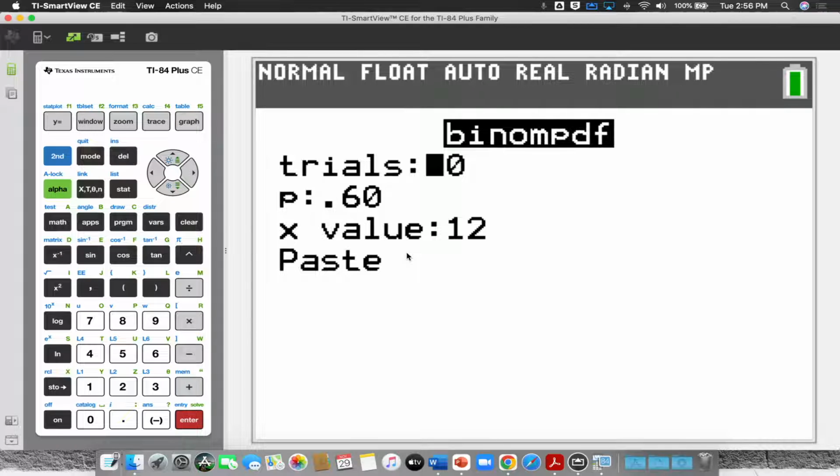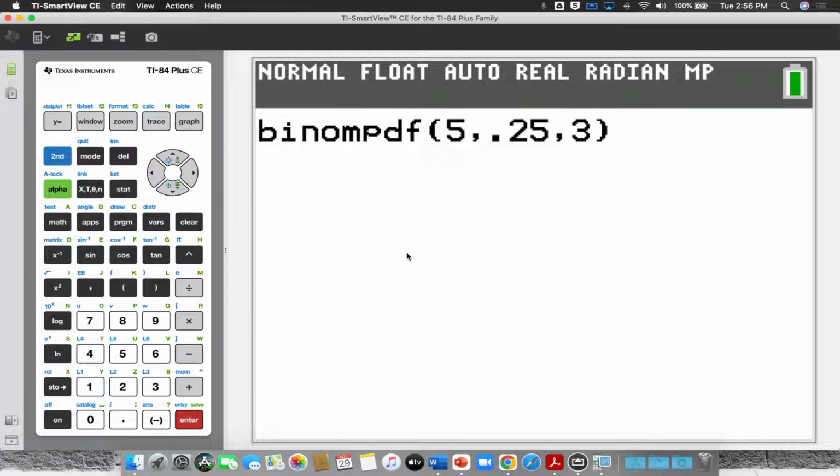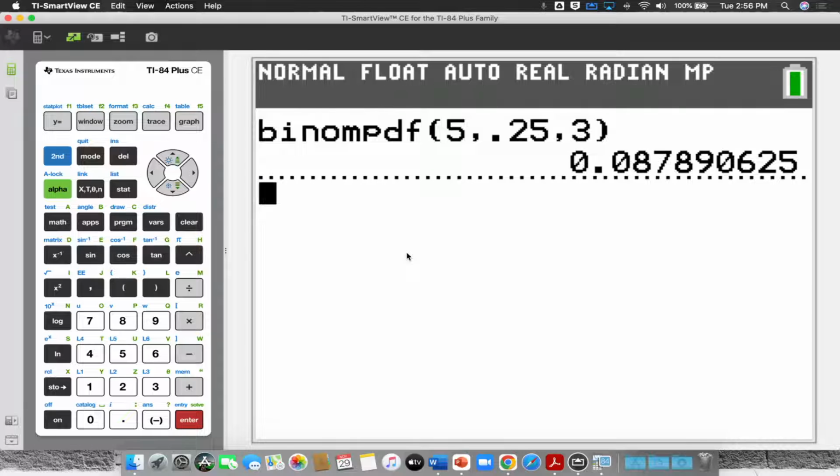So if you're given binomial parentheses, N comes first, P comes second, K comes last, close parentheses. Okay? If you're given one of these guys, then you just fill it out. You just fill out 5, 0.25. What was K? 3. N, comma, P, comma, K. Enter. That's our probability. So that's the number we're going to write down. We're going to go 3 spaces. 0.088.